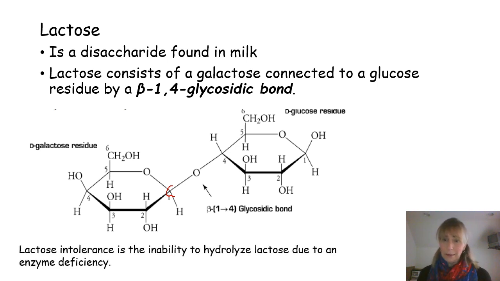Maybe some of you might be lactose intolerant or know someone who is, or you have heard of someone who's lactose intolerant. Lactose intolerance is the inability to hydrolyze lactose, meaning break apart lactose into its monomers, which would be galactose and glucose. So if someone's lactose intolerant, they lack the enzyme that cleaves this bond, this beta 1,4 glycosidic bond.